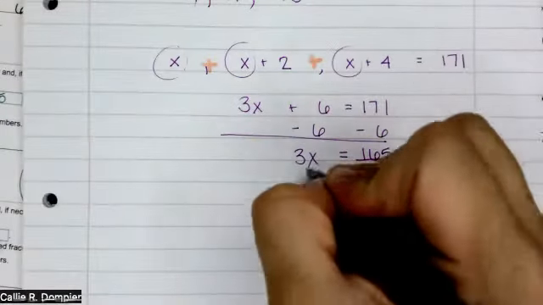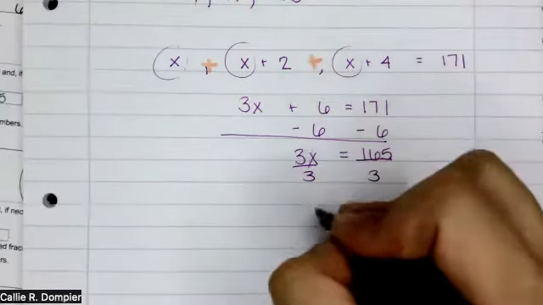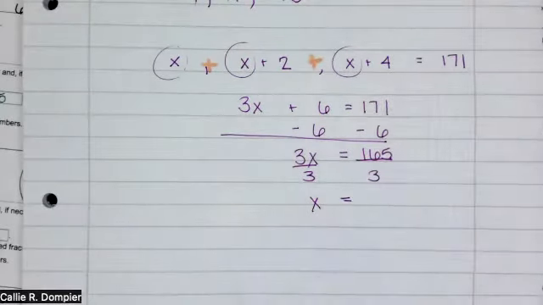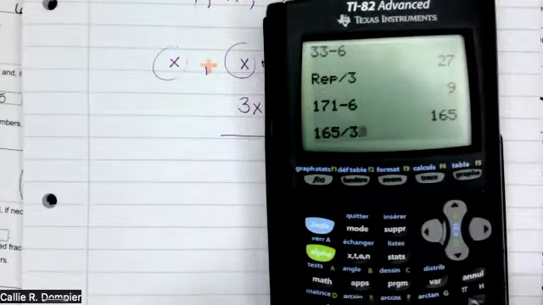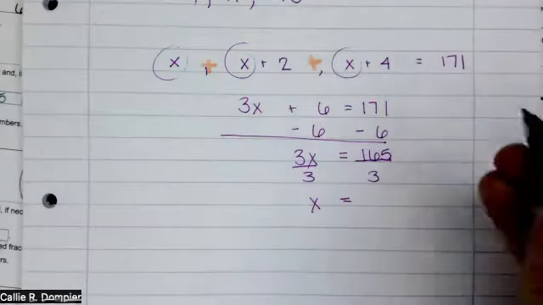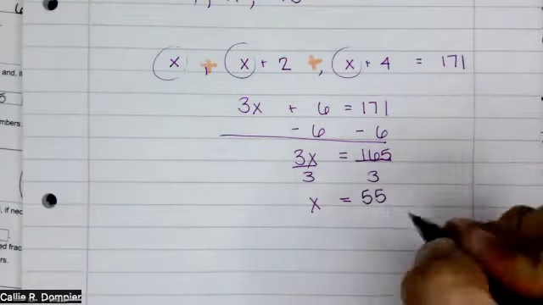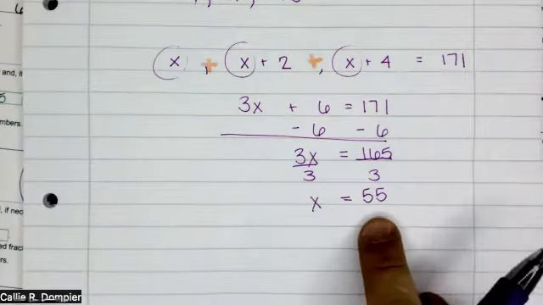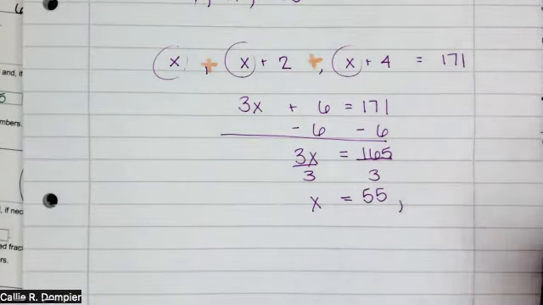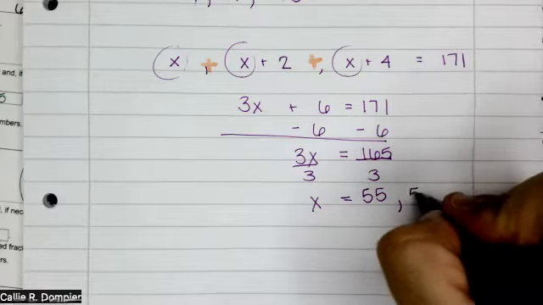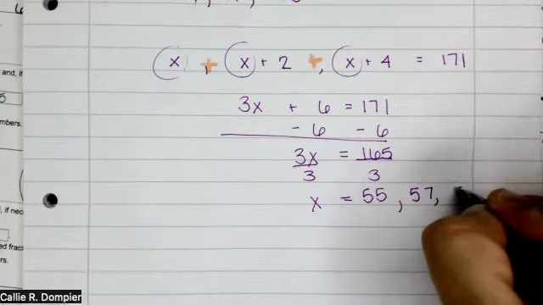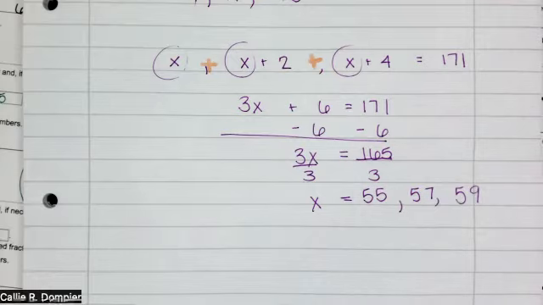Divide by 3. X is 165 divided by 3, 55. But remember, they want all three numbers. So they want 55, the next odd number, and then the third odd number after that in a row. Good.